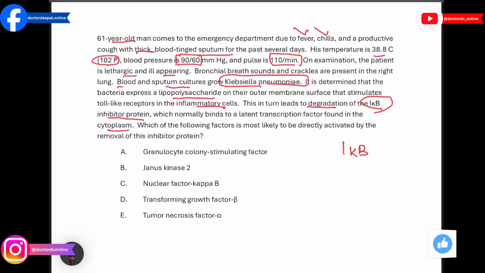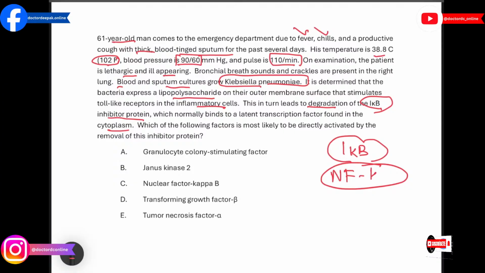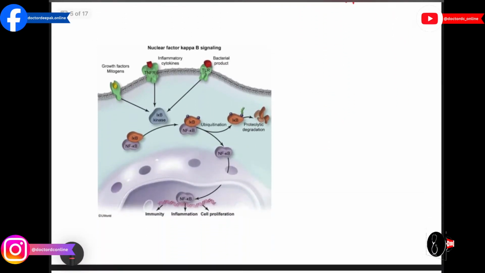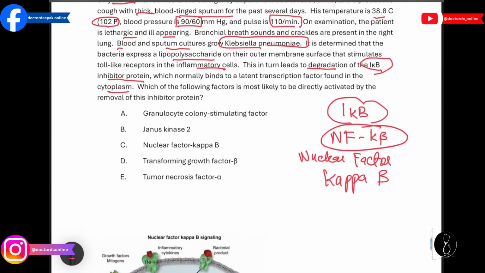IKB is attached with one factor, that is NF-KB, and it stands for nuclear factor kappa B. Understand? Moving forward, I want to give a bit more description, although the answer is already clear. It's nuclear factor kappa B because the hint is the IKB inhibitor binding.